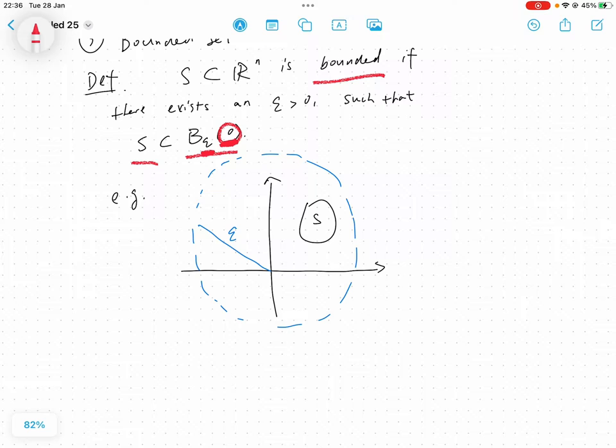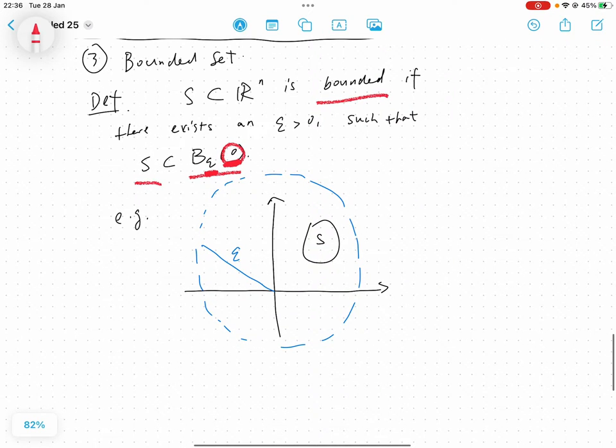This simply means that, for example, in this little picture, we have this epsilon ball, an epsilon open ball, and it includes this set S. S is included in this epsilon ball.